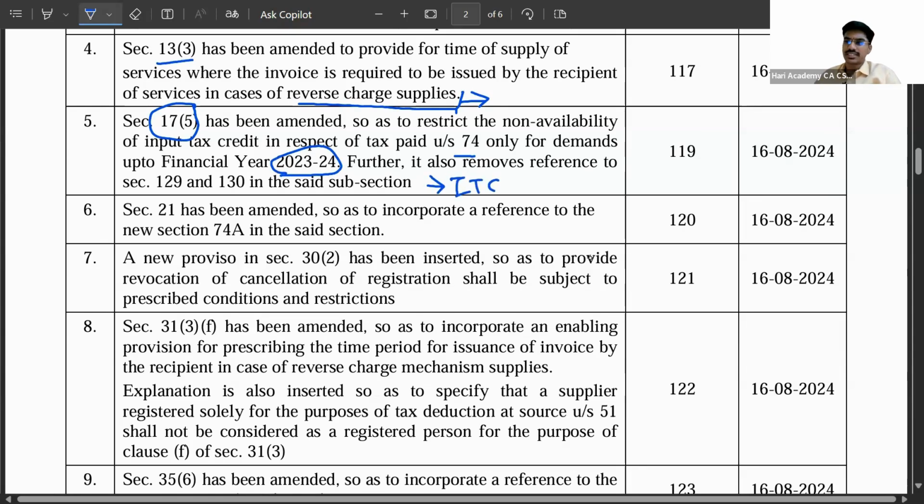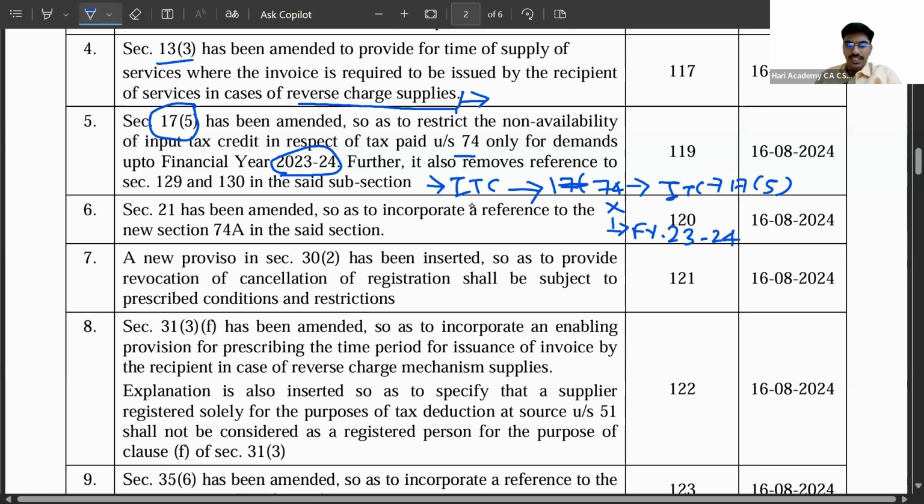So basically, section 17.5 deals with non-eligibility, blocked credit. If ITC is paid pursuant to an investigation or audit under section 17.4, ITC is blocked under section 17.5. Okay. Now what they have done is, the 74 reference has been removed, and they have said that this is applicable only for up to financial year 23 to 24. This is what has been done by this amendment.